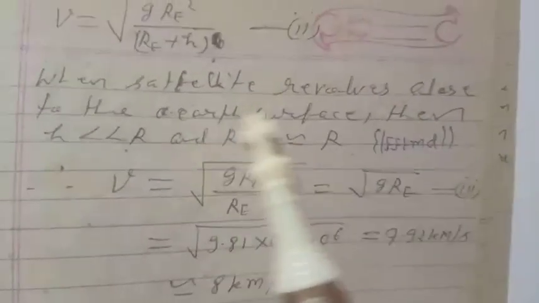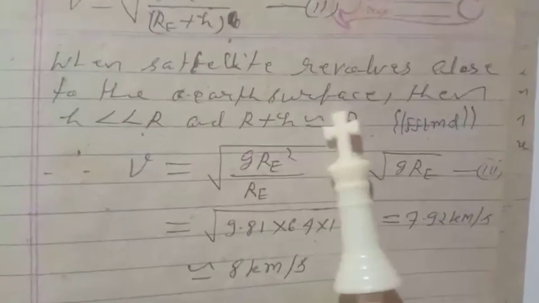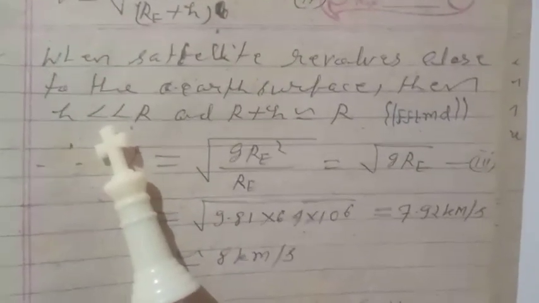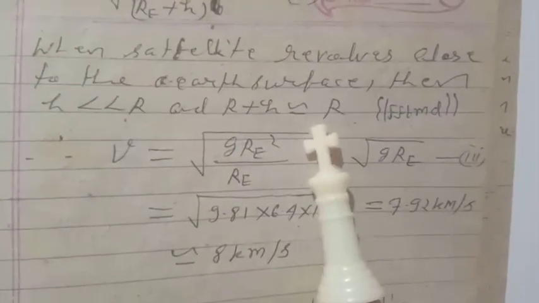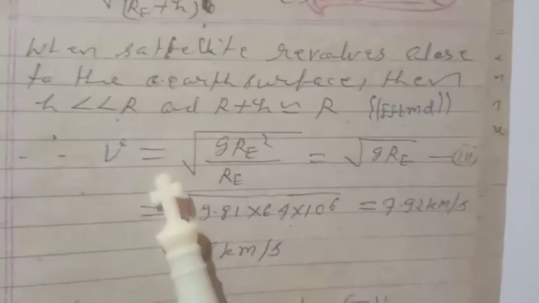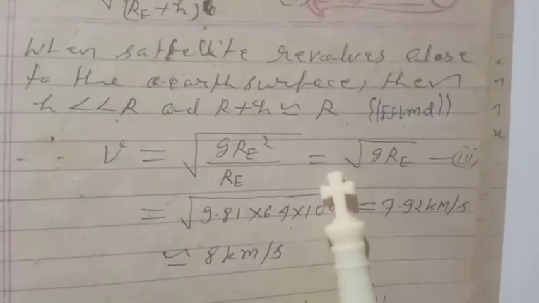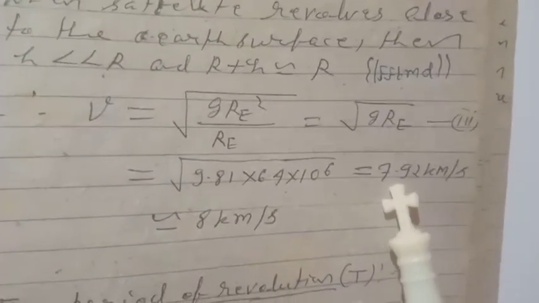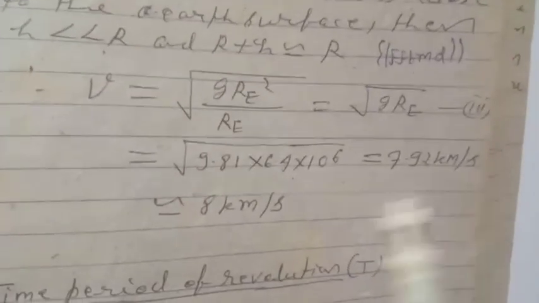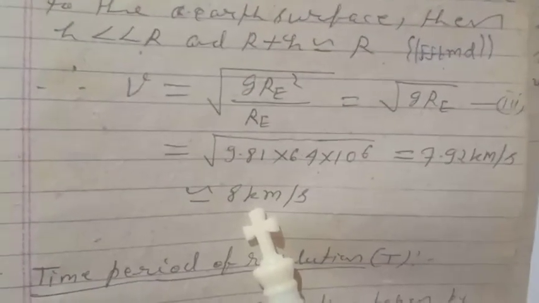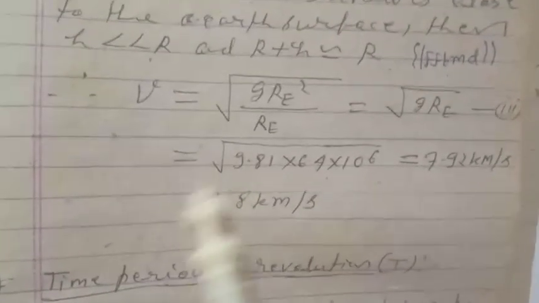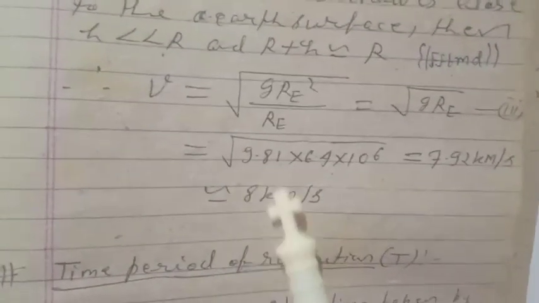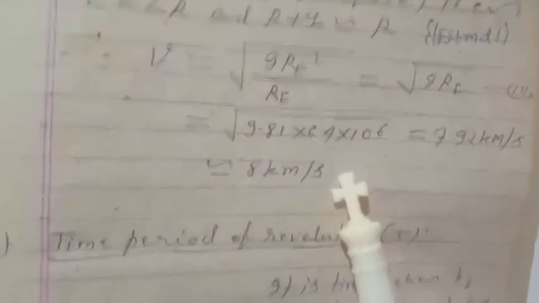Equation 2. When the satellite revolves close to the Earth's surface, then h is very small compared to r, and RE plus h is approximately equal to RE. Hence, v equals under root g RE square by RE, which equals under root g RE. Putting in the values, g as 9.81 and RE as 6.4 into 10 to the power 6, we get 7.92 kilometer per second, approximately 8 kilometer per second. That is, the orbital velocity of a satellite very near to the Earth's surface is about 8 kilometer per second.